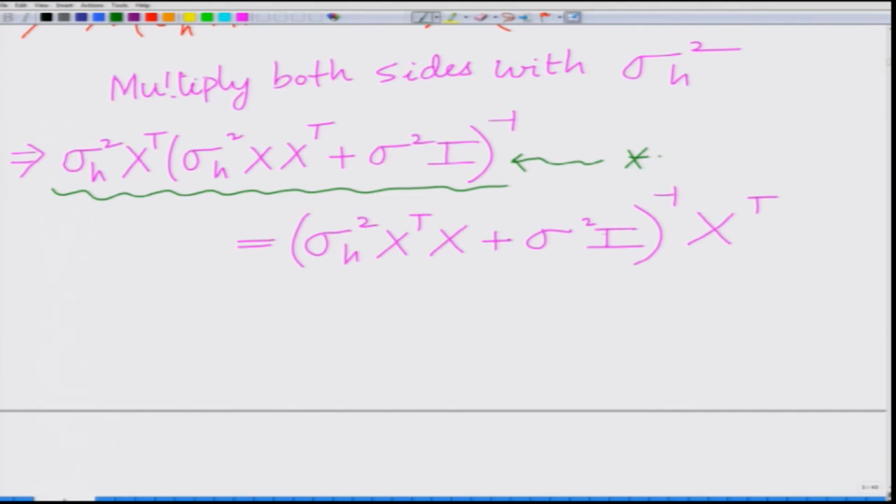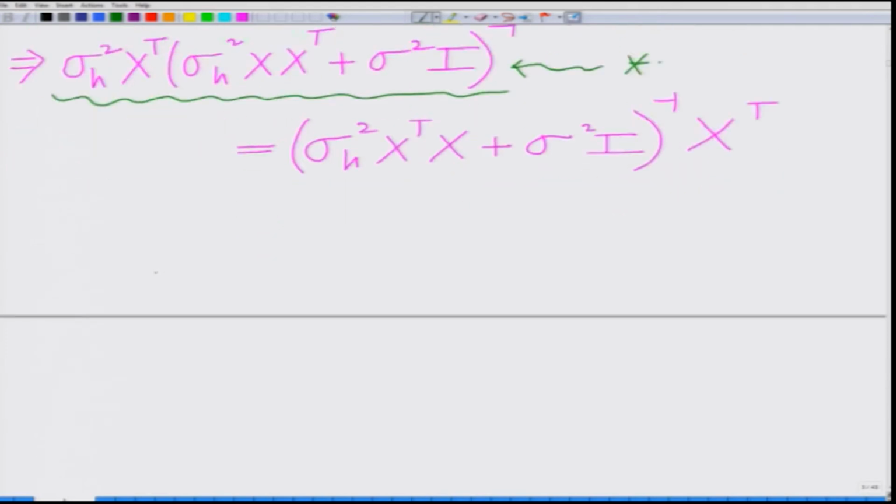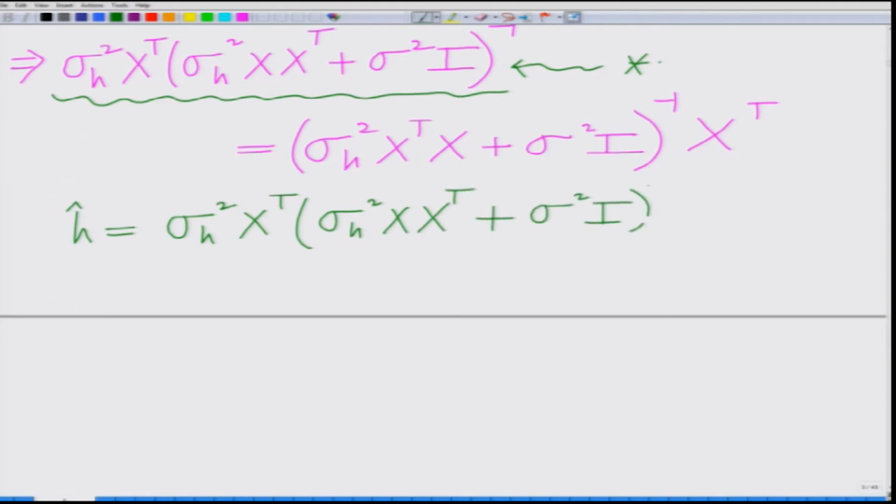So I can replace this star by sigma h square x transpose x plus sigma square times identity inverse into x transpose, and therefore I will have h hat equals, previously it was sigma h square x transpose times sigma h square x x transpose plus sigma square identity inverse into y bar.